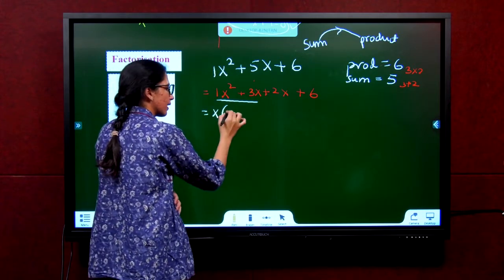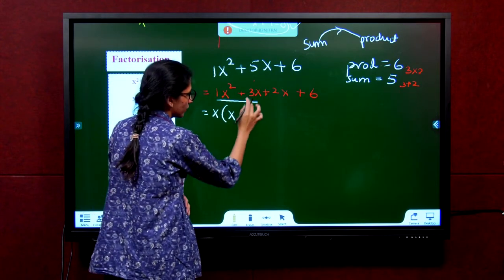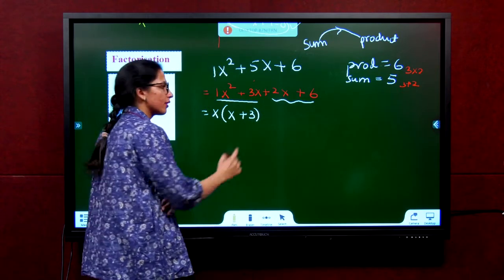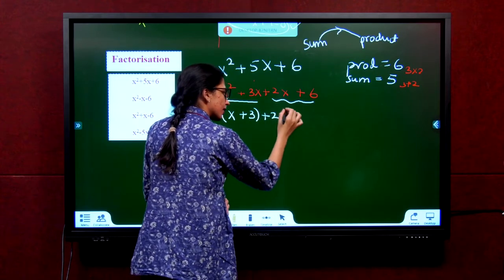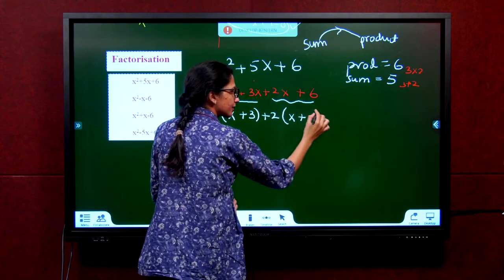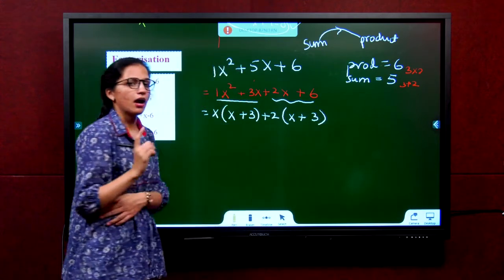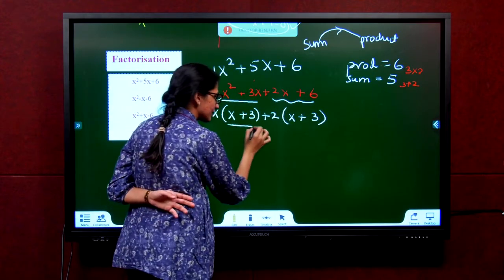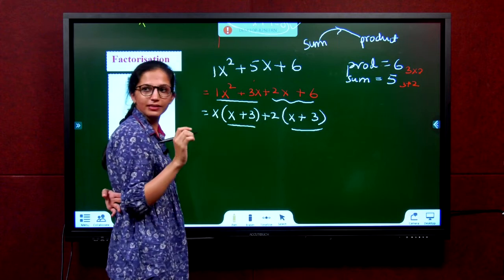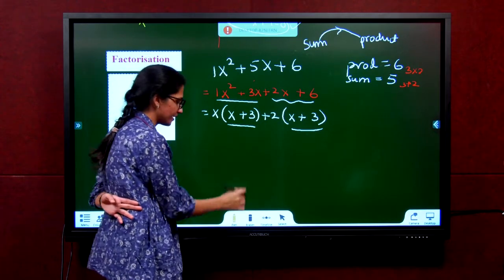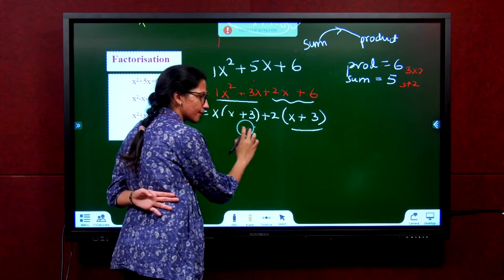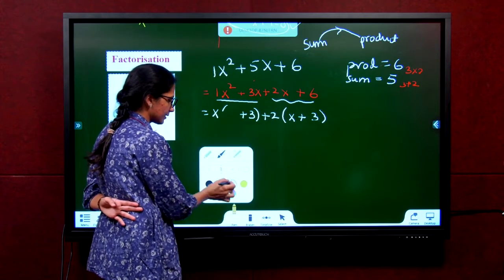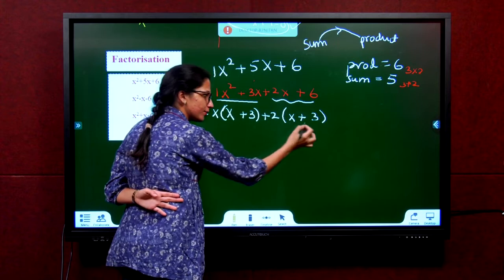X into what will give x square? Another x. X into what will give 3x? Plus 3. Now take these two and see what is common. Plus 2 is common. 2 into x. 2 into what is 6? 3. How do we know whether you are correct? You should be very careful. Whenever you are taking common, this term here and this term here have to be the same. Then only you know you are on the right step. If you get different terms here in the brackets, you are doing something wrong. Please understand, here I am getting same two terms.